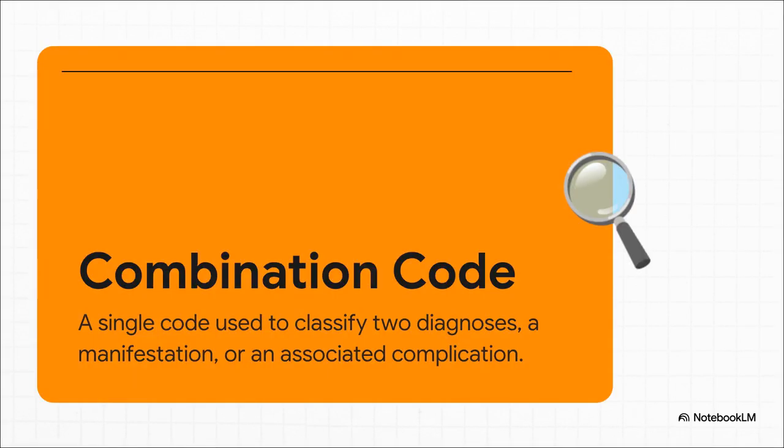So the crucial point is knowing exactly when you can combine these elements. A combination code is a single code used to classify two diagnoses, a diagnosis with a manifestation, or a diagnosis with a complication. If a combination code exists that fully describes the patient's condition, you have to use it. You should never use multiple coding when a single combination code can clearly identify the whole shebang.